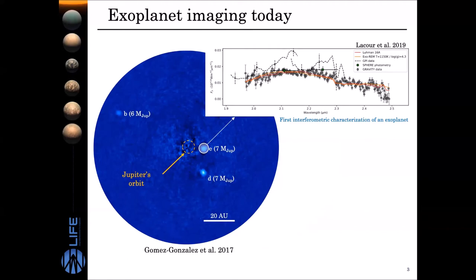And actually last year, the GRAVITY collaboration obtained the first interferometric measurement of an exoplanet. And that's a remarkable result that you can see by the gray point on this spectrum. That's a remarkable result because the precision on this spectrum is really, really good. It's 5 to 10 times better than what we can get with a single dish 8-meter class telescope. The precision also on the astrometry on this kind of measurement is really good.